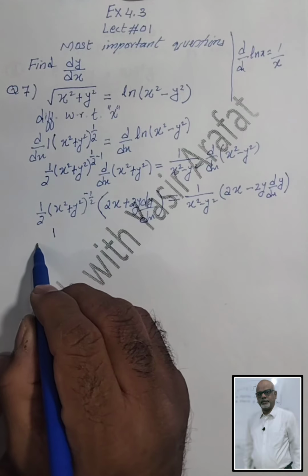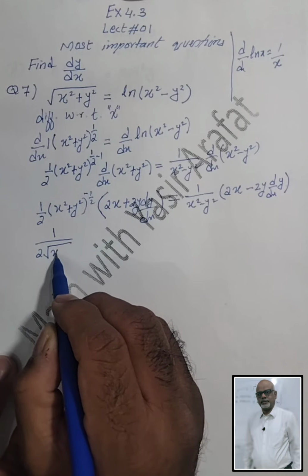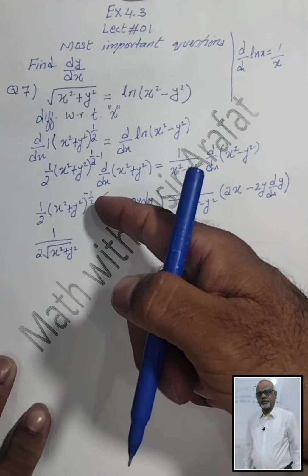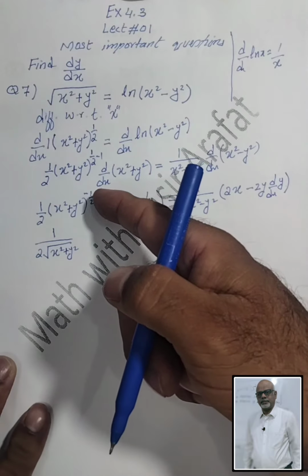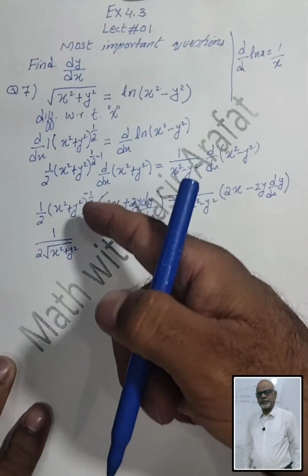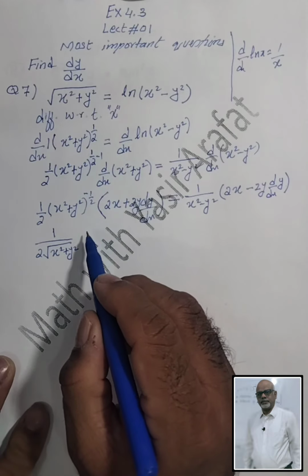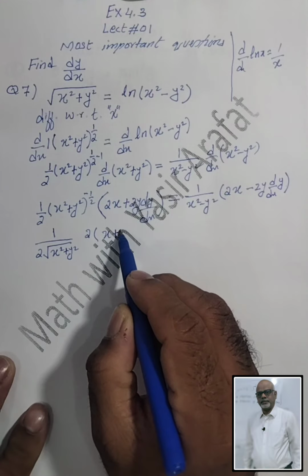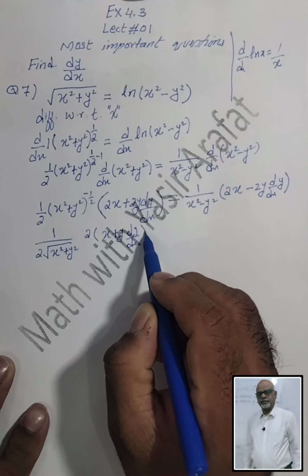Now this is 2 over x square plus y square. When we shift this minus 1 upon 2 to the denominator, minus 1 upon 2 will change into plus 1 upon 2, and 1 upon 2 means the radical here. So just take 2 common here. So this is x plus y dy over dx.